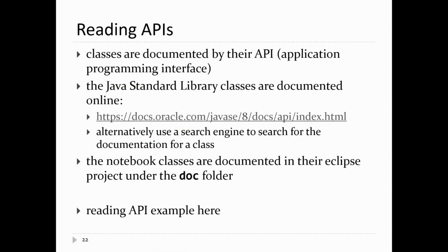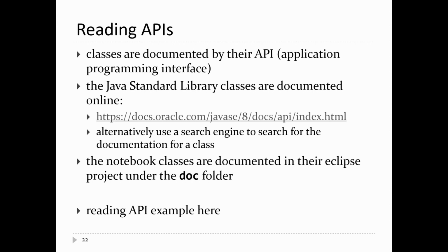Okay, so how do you find out what methods are in a class? Java is nice because it was the first major programming language that made it easy to actually find the documentation. When the Java language was created, they made the decision that documentation shall be online. It'll have a standard format.